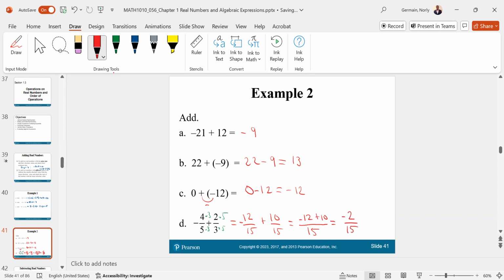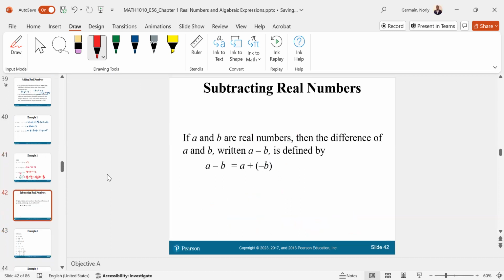Remember, in addition, you don't add the denominators. You need to keep the denominator and only perform your operation on the numerators. When you have the same sign, you add and keep the sign. When you have opposite signs, two different signs, you subtract and keep the sign of the largest number. Those are very quick examples we wanted to do.